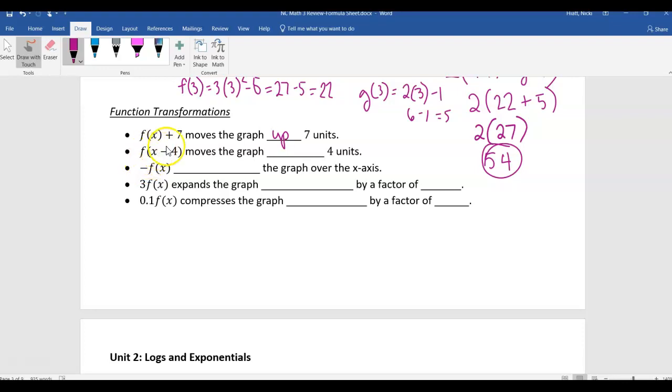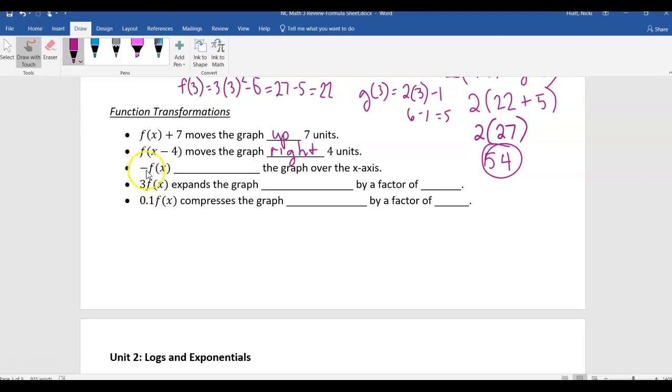If we have f of x minus 4, whenever we put a number on the inside of the parentheses right here, it's going to move the graph left or right, and it's going to go in the opposite direction. So since we have a negative 4, usually negative would make us think left, but it's on the inside of the parentheses, so we want to go the opposite direction. This will go to the right 4.